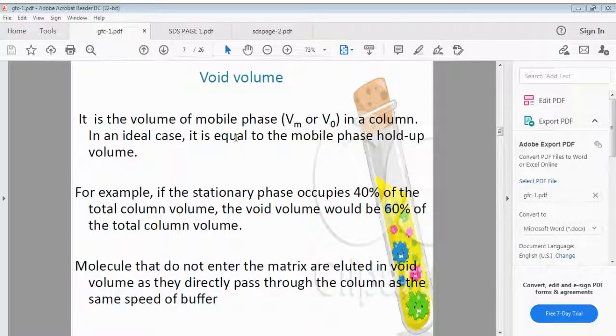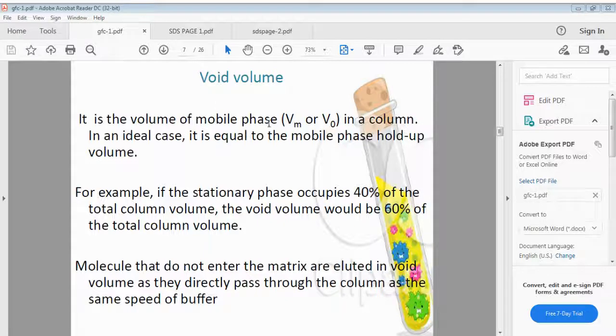So this is what I told you. Void volume. What is the void volume? It is the volume of the mobile phase present in the column in between the stationary phase. It is not the volume of the mobile phase present inside the gel. It is the volume of the mobile phase present outside the gel, that means in between the gels or the intermolecular spaces of the gels.